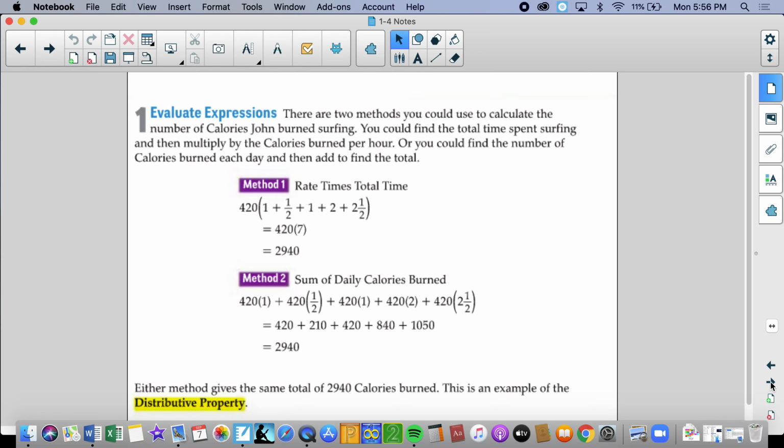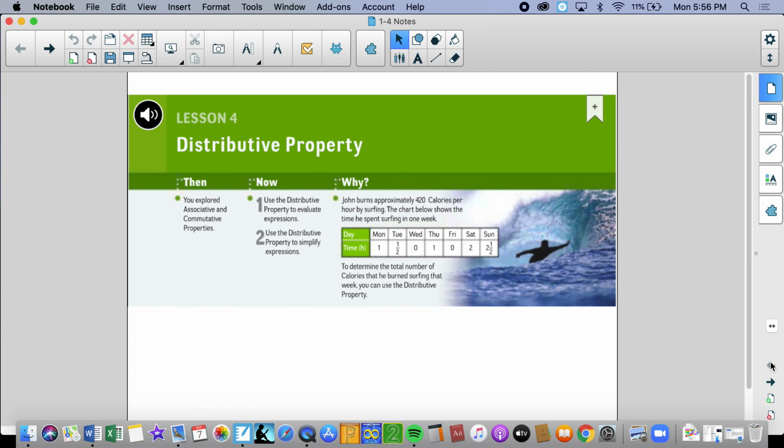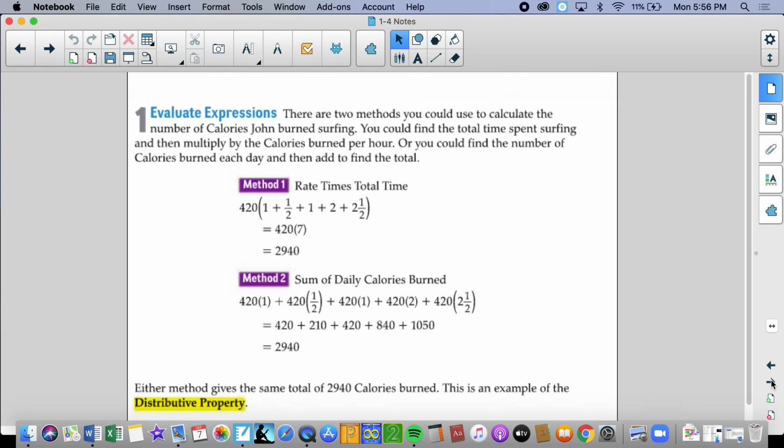So 420 times he surfed 1 hour on Monday, half hour on Tuesday. No, he did not surf on Wednesday. He surfed 1 hour on Thursday, didn't surf on Friday, surfed 2 hours on Saturday, and 2.5 hours on Sunday. Those are some big waves, by the way.